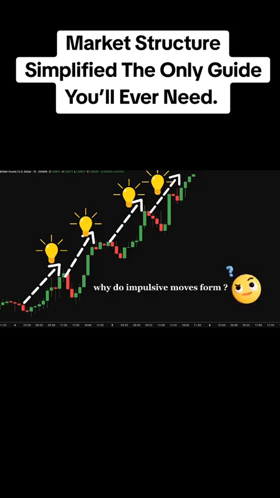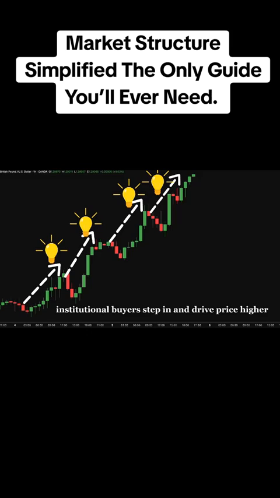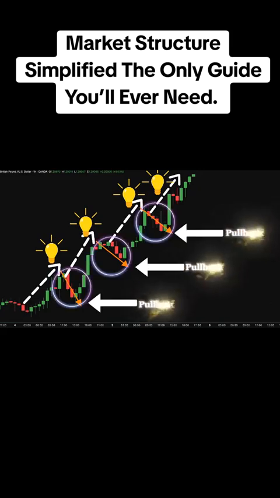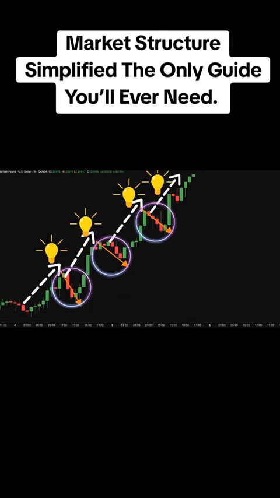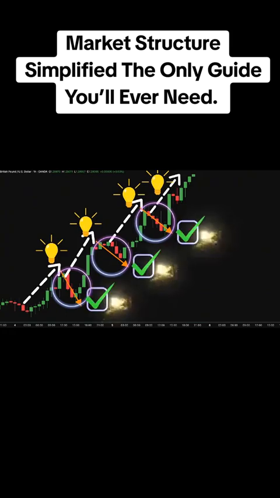Why do impulsive moves form? Because smart money, institutional buyers, step in and drive price higher. But once price reaches a certain point and buyers feel it's too high, many of them take profit. This causes momentum to pause and the market temporarily pulls back. Pullbacks. A pullback is a temporary drop in price after an impulsive move. It's not a trend reversal, it's just the market cooling off. Eventually, when price pulls back to a level that buyers find attractive again, they step back in and trigger a new impulsive move upward.